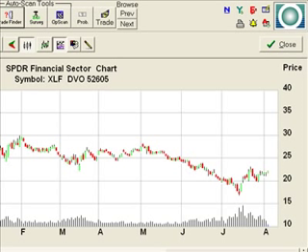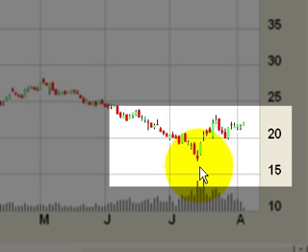But look at this. Here we have a bottom. Here we have support at $20 per share. And it looks to me like the XLF is finding and now forming a base. I could be completely wrong about this, but that's what I'm seeing on this chart. So I started looking at ways to play this.